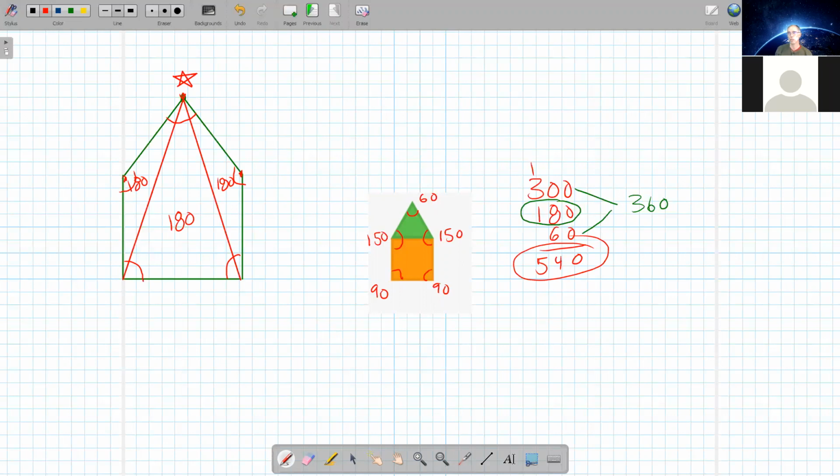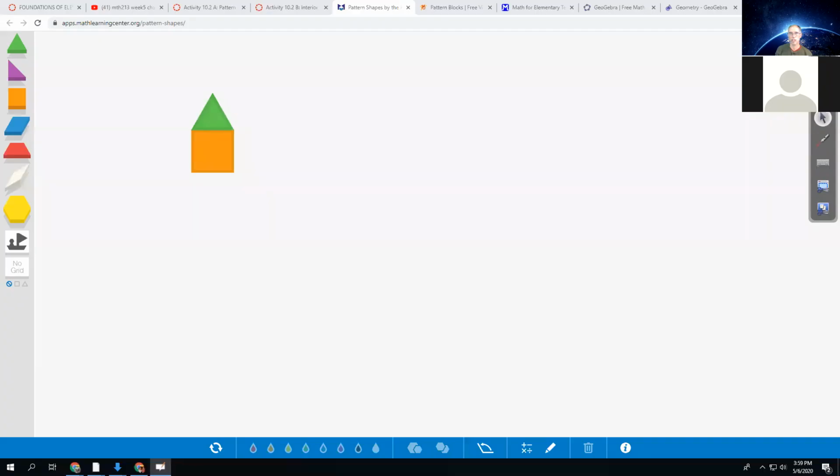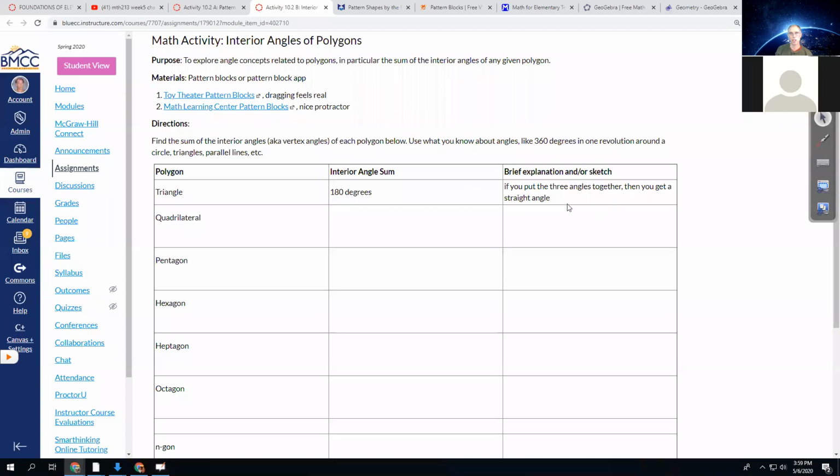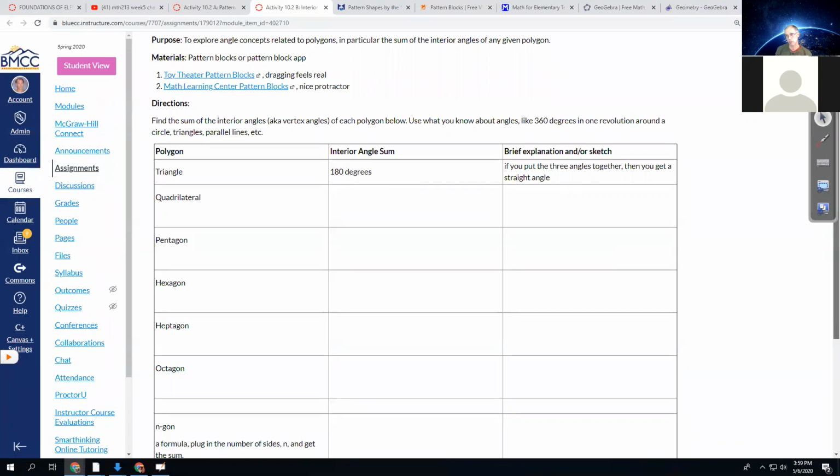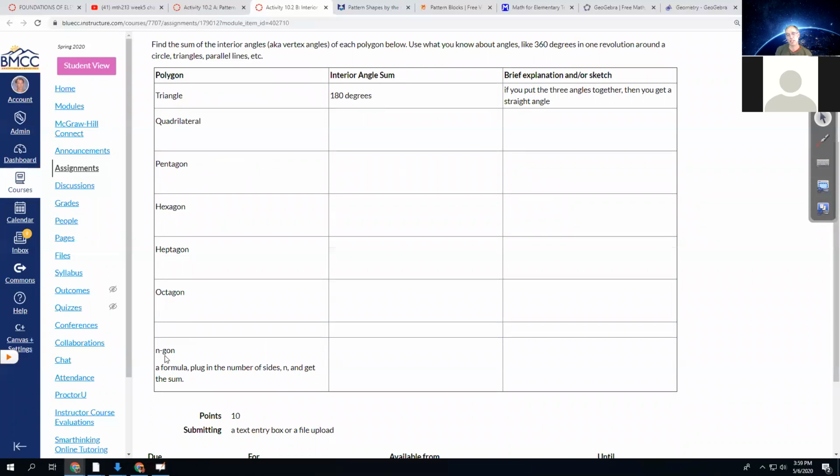Okay. So you got a head start on this activity, so your goal is to try and finish it up. So we've got 180 for a triangle, we got 360 for a quadrilateral, and we got 540 for a pentagon. Does that pattern continue? Give me some evidence with a brief explanation. And then here's the big question. An n-gon means n could be 8, or n could be 7. Heptagon is a 7-gon, by the way. Or it could be 6. Can we make a formula where we just plug in the number of sides and out pops that vertex angle sum? Okay, so that's the ultimate goal here.